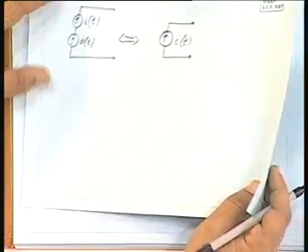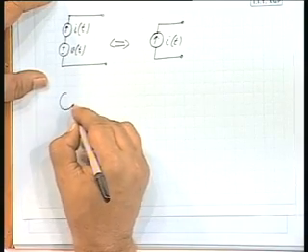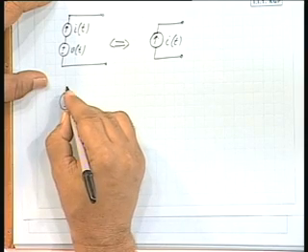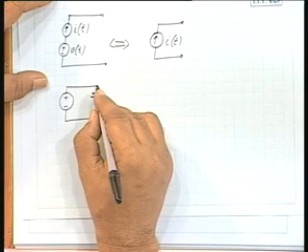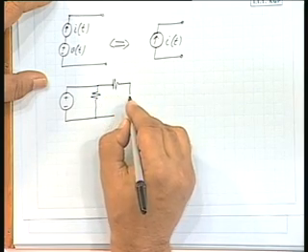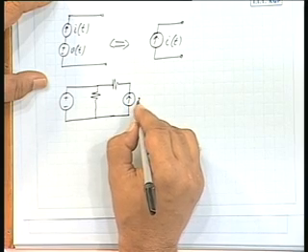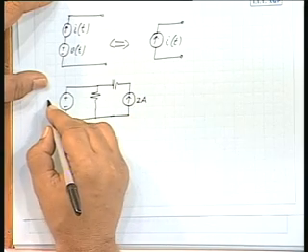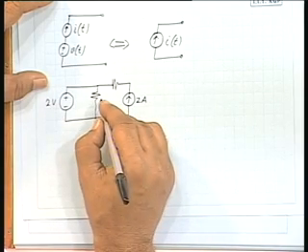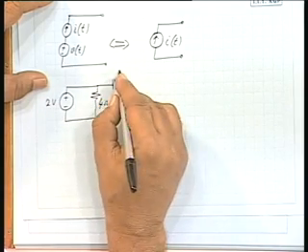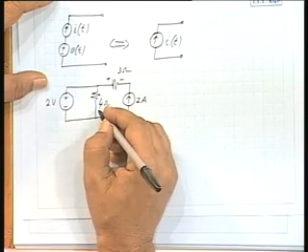Let us work out a simple example of a network connection with the sources as indicated here. Suppose you have a 2 ampere current source and 2 volts voltage source connected in this fashion. This is given as 4 ohms, this is 3 ohms, and the polarity is shown like this.